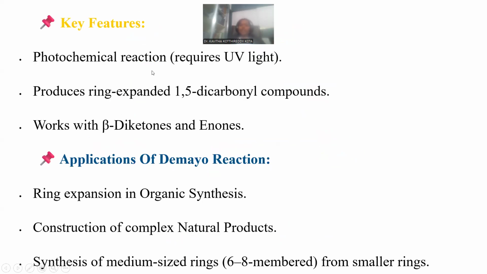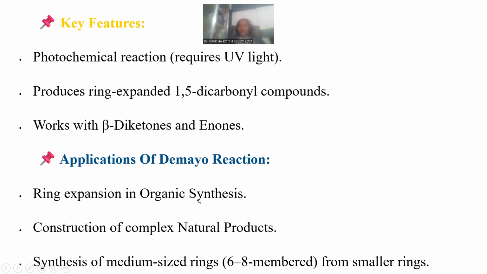Then what could be the key features of the reaction? UV light is very essential in order to carry out the reaction well, it being a photochemical reaction. Here the ring expansion reaction always takes place. Two carbons will be extra added, so that a 1,5-dicarbonyl could be the ultimate product. Here it works well with beta diketonic compounds and enones. If taken, the De Mayo reaction is very successful. Ring expansion is the common feature of this one.